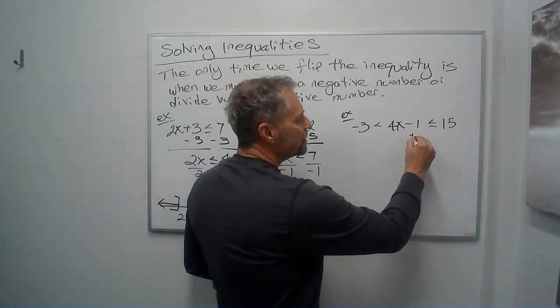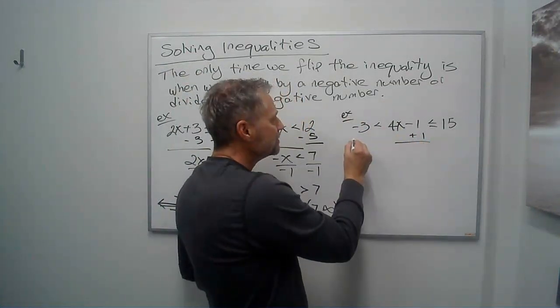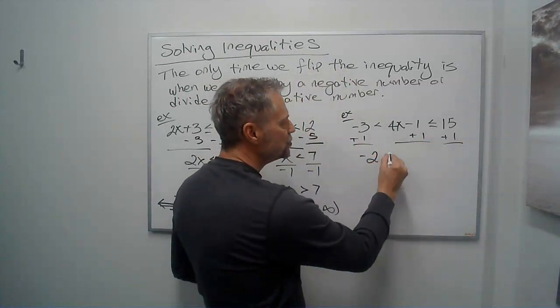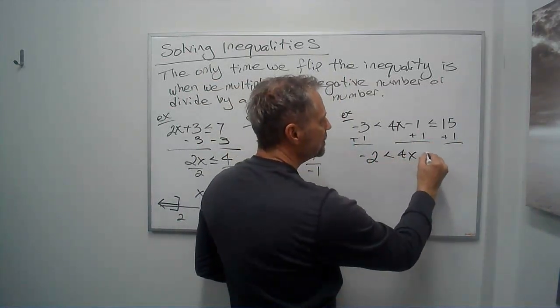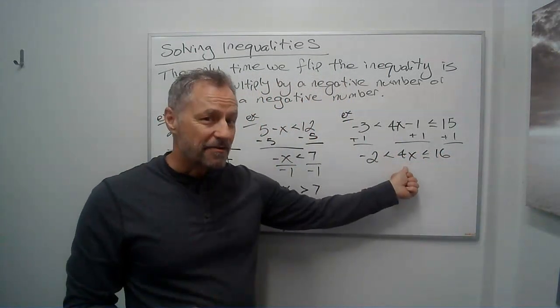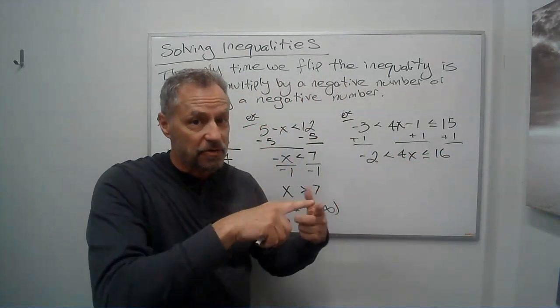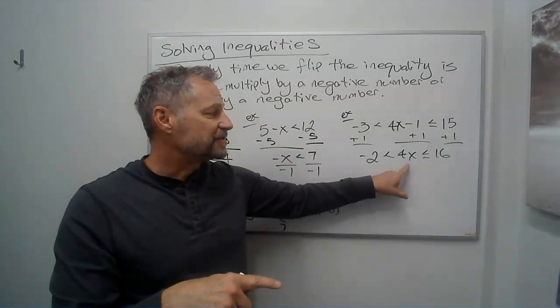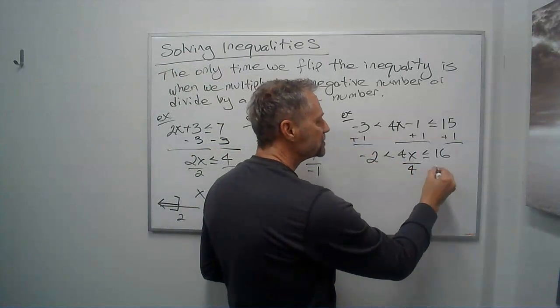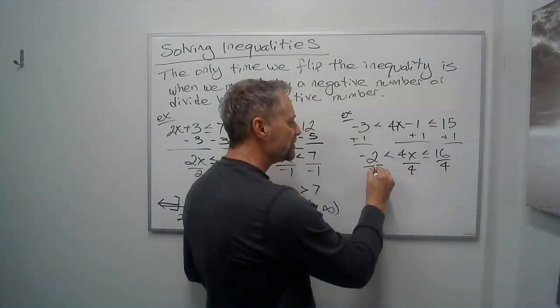Well, I'm going to add 1. If I add 1 there, let's add 1 here and add 1 here. So now I get negative 2 less than 4x less than or equal to 16. Divide by 4. It's a positive 4. I don't need to flip the inequalities. If I was dividing by a negative 4, I'd flip all my inequalities. But I'm dividing by a positive 4, so I don't have to flip anything.